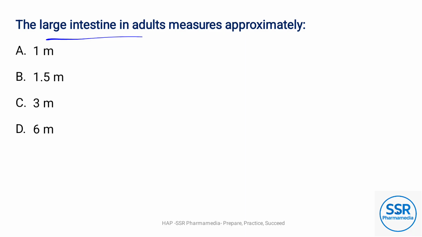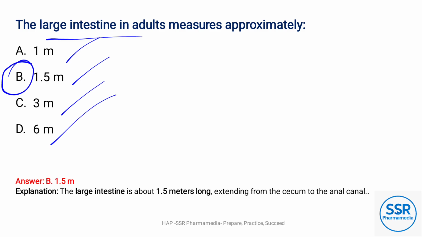The large intestine in an adult measures approximately: option A, 1 meter; option B, 1.5 meter; option C, 3 meter; option D, 6 meter. So the answer is option B, 1.5 meter. The large intestine is about 1.5 meter long, extending from the cecum to the anal canal.